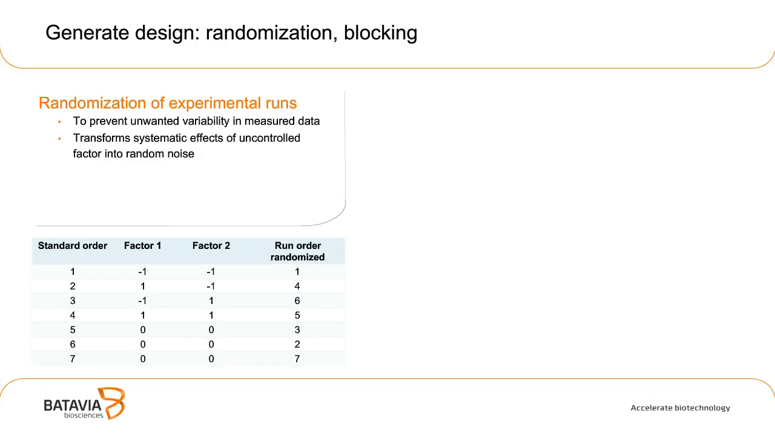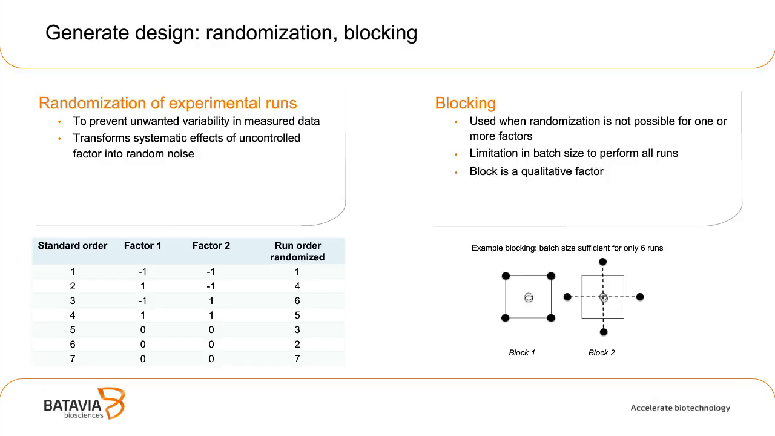However, sometimes it is not possible to randomize all your factors, or maybe you cannot do all your runs in one series. Maybe you have a batch size that is not large enough to perform all your runs, so you have to produce a new batch, which might be different from the first batch for the other runs. On those occasions, you can block your experiment. So that means you define several blocks in which you do your experiments, and the block itself becomes a qualitative factor. So an example is given below.